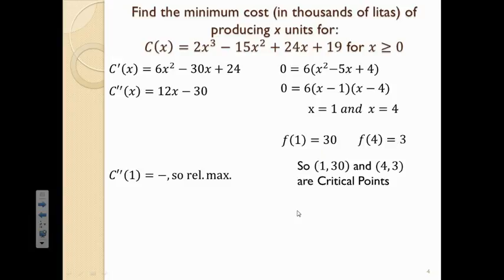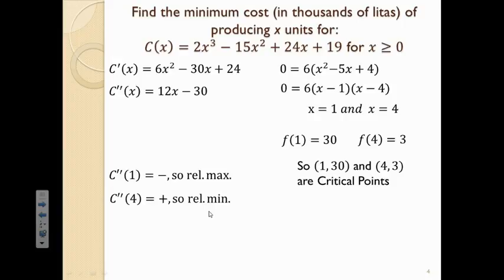And, of course, we can use the second derivative. C double prime of 1, if we put 1 into this function, the second derivative, we get a negative number. So that means it's concave down. It must be a relative maximum. C double prime of 4, we put it in here, we get a positive number. So that must mean it's concave up, so it has to be a relative minimum.